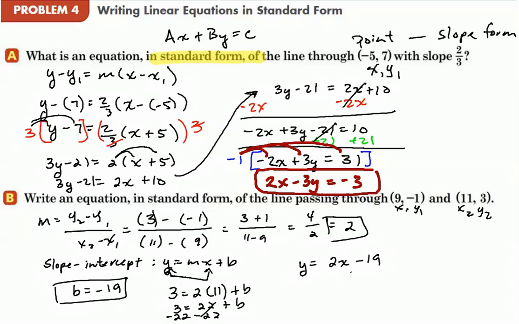The last thing we want to do is move the x over, so we're going to go ahead and move the 2x over to the other side, so we have it in standard form, ax plus by equals c. So we're going to go ahead and subtract 2x on both sides.